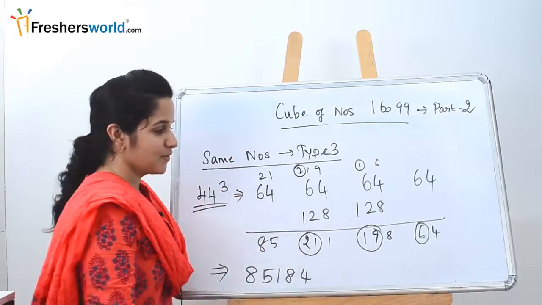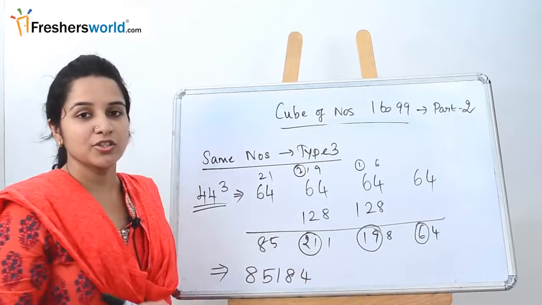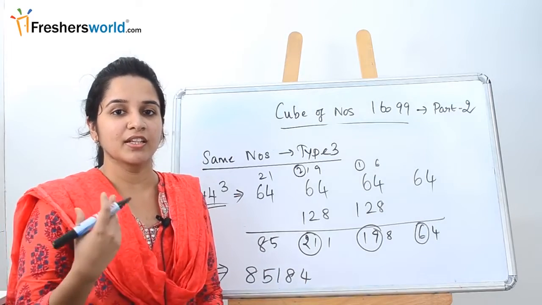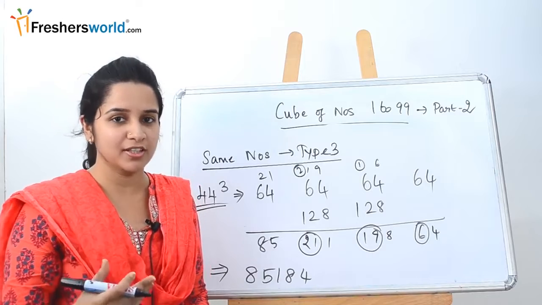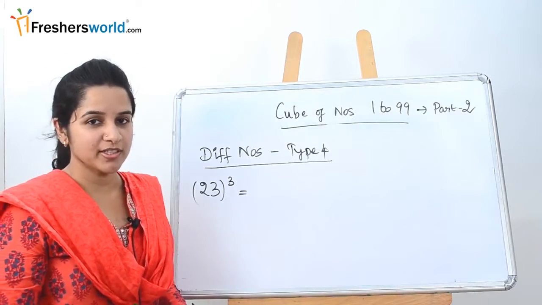Like all other types, we are going to just add it and find the value. So it is as simple as that. So let's solve the next type of problems, which is nothing but the different numbers. Okay, the type 4 of the concept is different numbers.